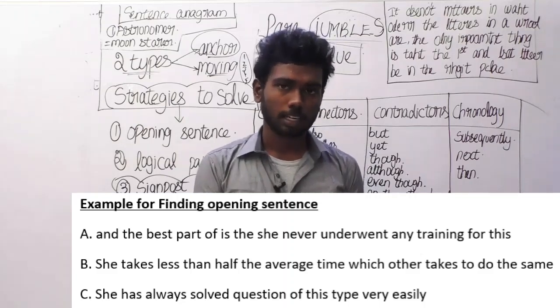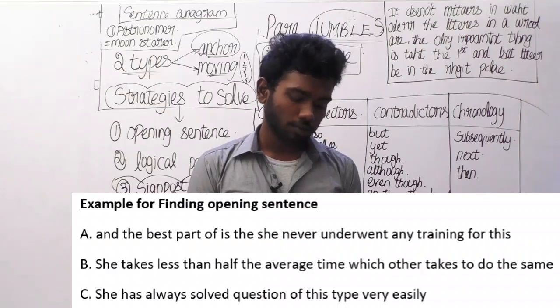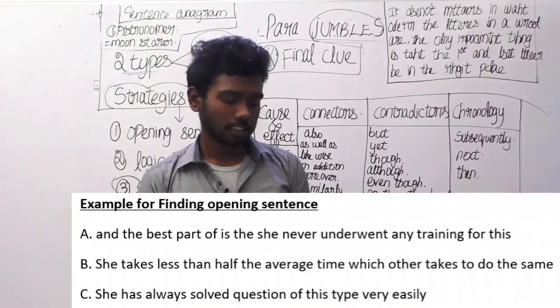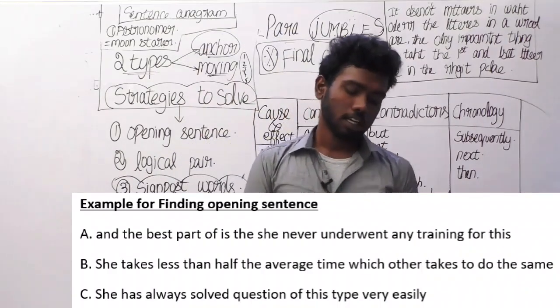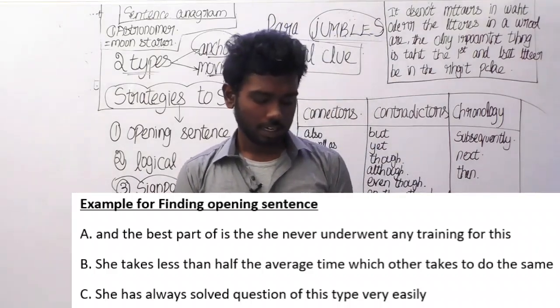I hope you are understanding this. She has always solved the questions of this type very easily. And here we got the first sentence. Why am I saying this is the first sentence? The sentence says she has solved questions of this type very easily. The second sentence comes after this.